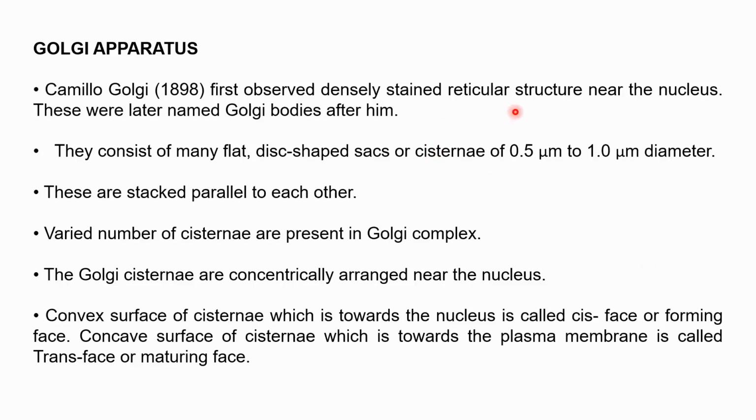Golgi bodies after him. They consist of many flat disc-shaped sacs, also known as cisternae, which are around 0.5 to 1 micron in diameter. These stacks are parallel to each other, and in different cells, in different Golgi complexes, a varied number of cisternae may be present. These Golgi cisternae are concentrically arranged near the nucleus.